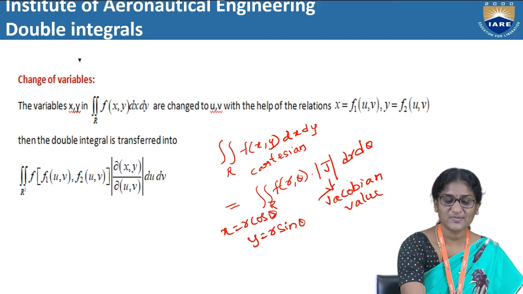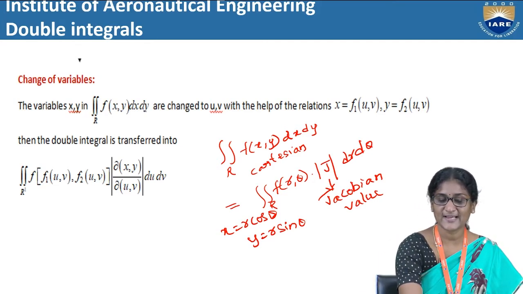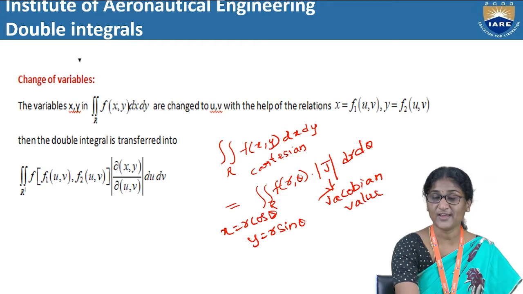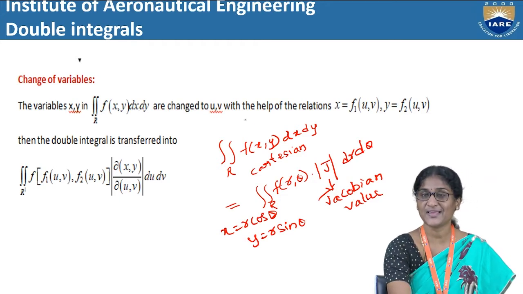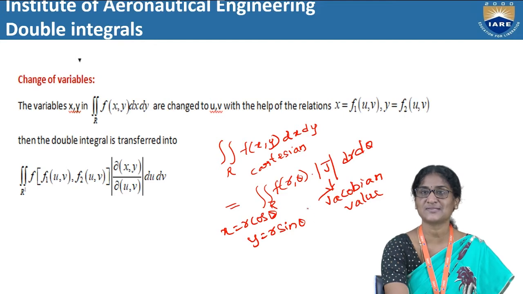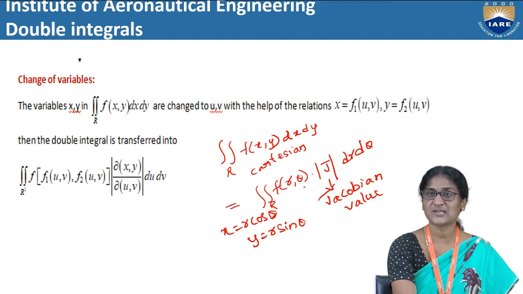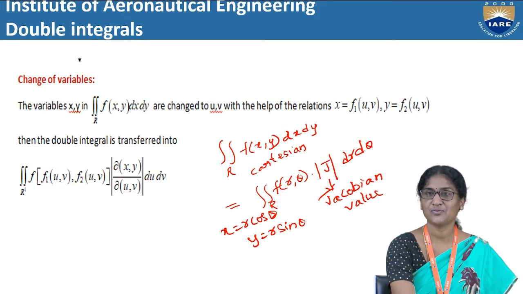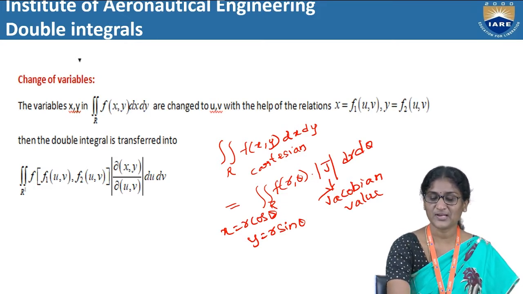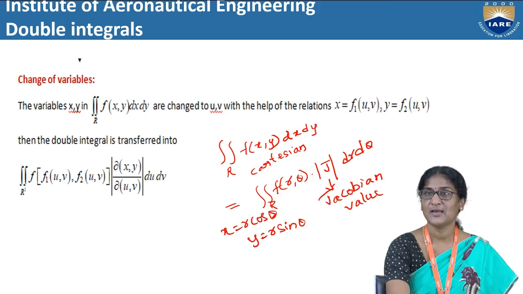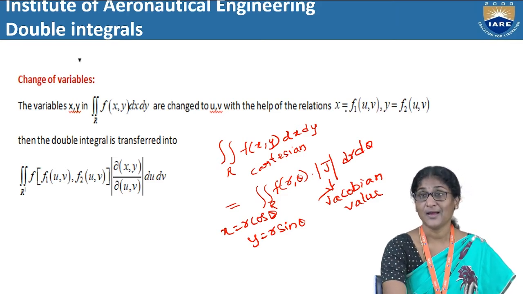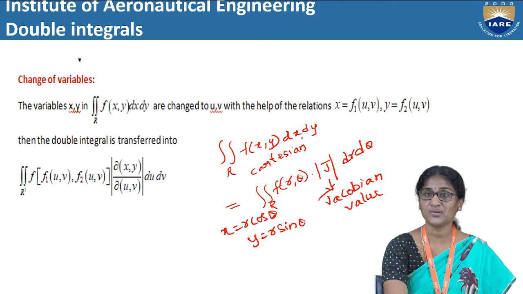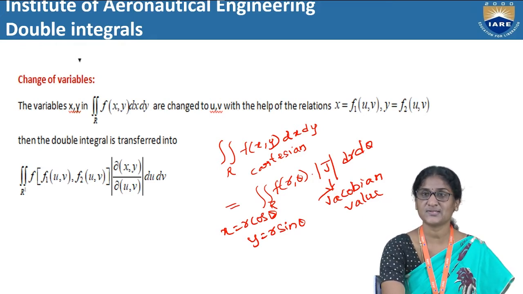Now here, the variables x and y in f of x comma y dx dy are changed to u and v, where u and v are some other coordinate system. Here I have given the example of the polar coordinate system, and if the function is converted to some other coordinate system like u and v, the same method is followed. With the help of the relations x is equal to f of u comma v and y is equal to g of u comma v. One thing you have to know is the relationship between the old coordinates and the new coordinates. Then only is the transformation possible. Otherwise, it is not possible.